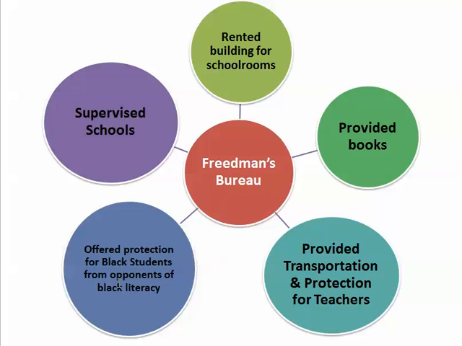A lot of them were adults, and some of them were children. Most of them were adults. To protect them from the opponents of black literacy, since in the South it was illegal to teach African Americans how to read and write. So the Freedmen's Bureau was to protect not only the teachers coming from the North and transport them to the schools, but also to protect these black students who were going to the schools there. And then to supervise over the schools, the Freedmen's Bureau would do. And that was its role in education.